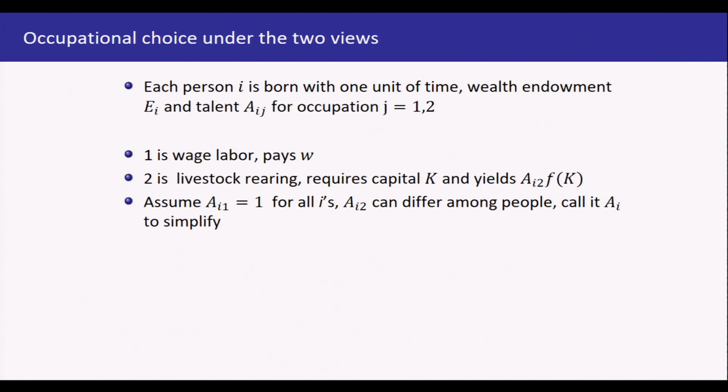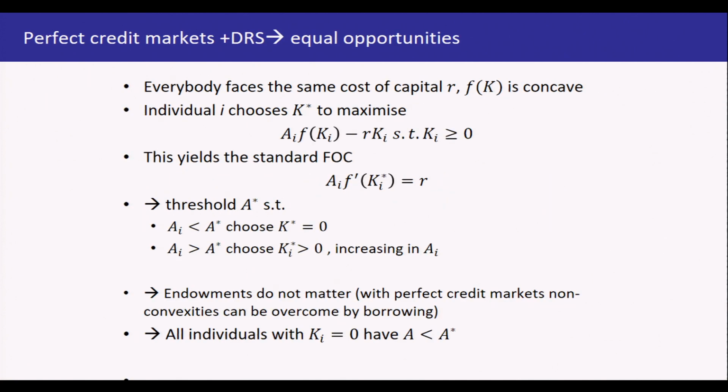And so let's assume that A1, that is the talent in wage labor, is the same for everybody, and people differ in A2, which is the talent in livestock rearing. If there are perfect credit markets and decreasing returns to scale, these people will be in the equal opportunity view. There will be a threshold of talent, A star, such that everybody below that threshold will be better off in wage labor, and everybody above will be better off in livestock rearing.